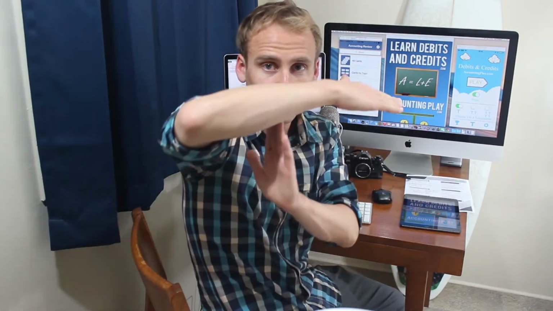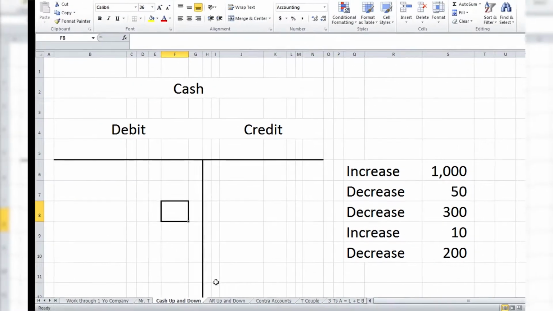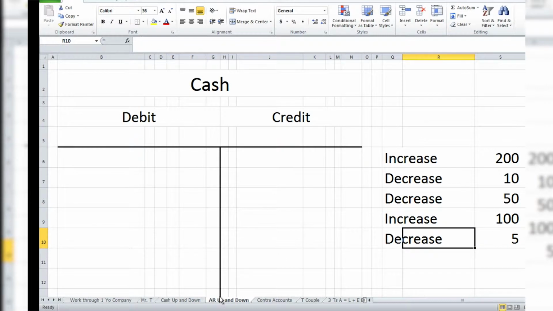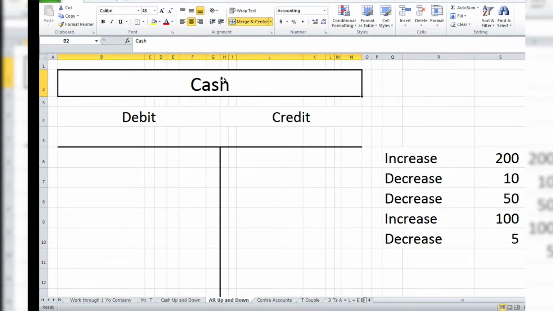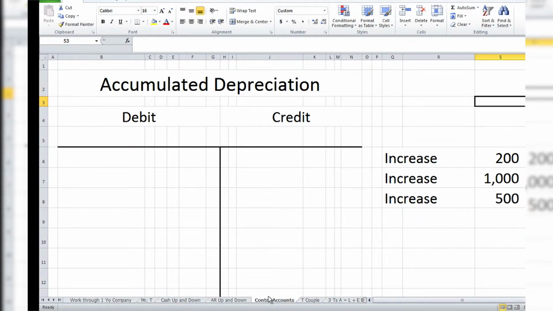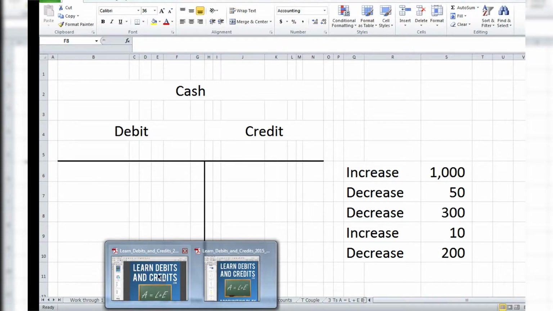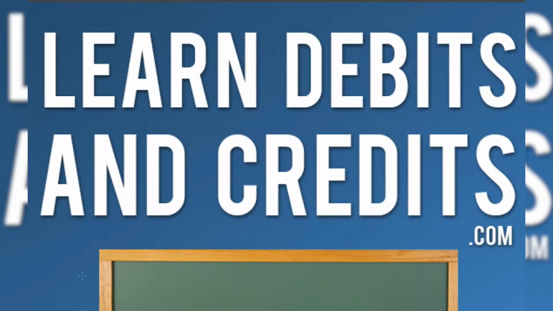So now we're going to talk about T accounts. Debits on the left, credits on the right. Now, let's get into the software. When I said software, I didn't really mean software. This is just Excel, all right? So I'm going to be walking through some of these cash T account transactions, some AR account transactions, and contra accounts. So first, let's pull up my free ebook.